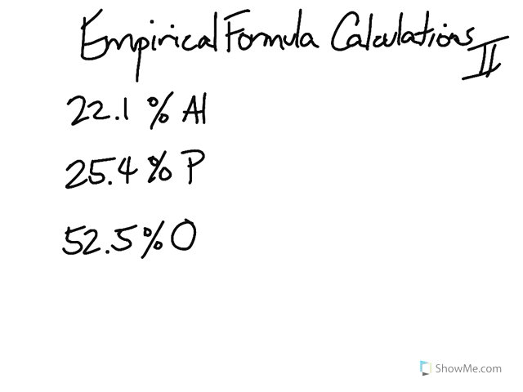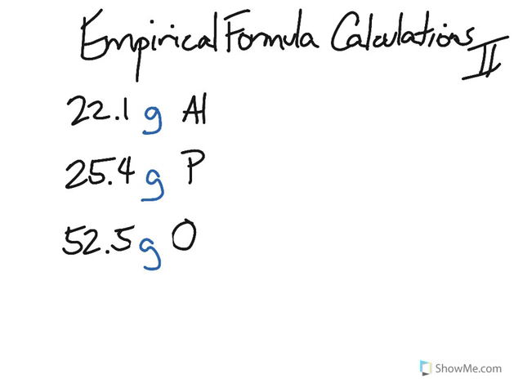But if we have their masses by percent as given right here, the best thing to do again, or to start out, is to assume that you have a 100-gram sample. And if each one of these are the percentages for the sample, then we can assume that we have 22.1 grams of aluminum, 25.4 grams of phosphorus, and 52.5 grams of oxygen.